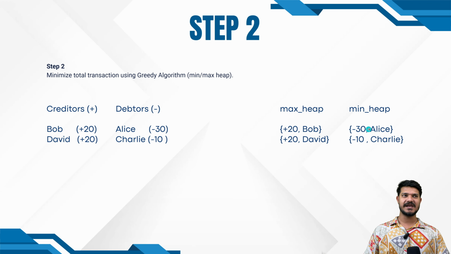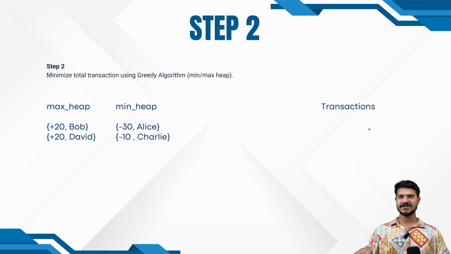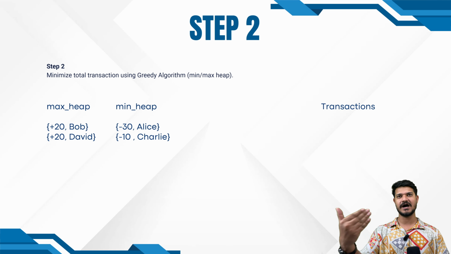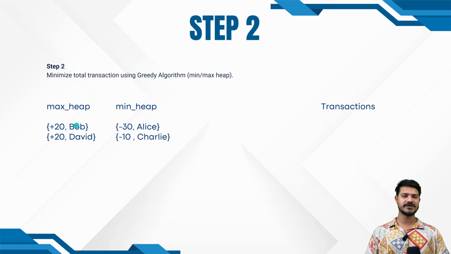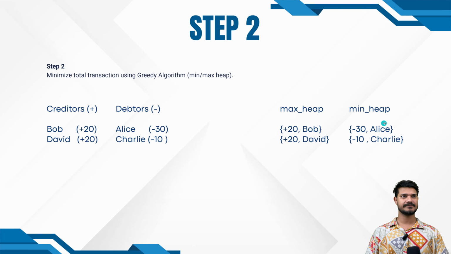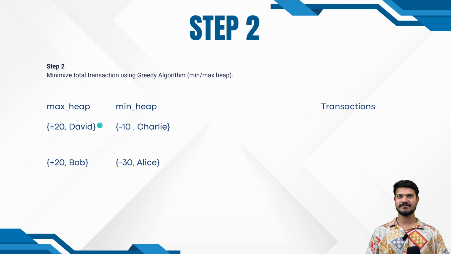So create 2 heaps, a max heap and a min heap. By the greedy algorithm, we'll try to balance out the ones which have the highest debt and highest credit. So we'll take out the top of the max heap and the top of the min heap, which is plus 20 Bob and minus 30 Alice, and we'll try to settle the balance between these first. This is the greedy algorithm.